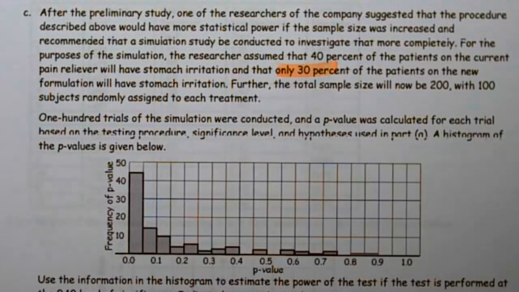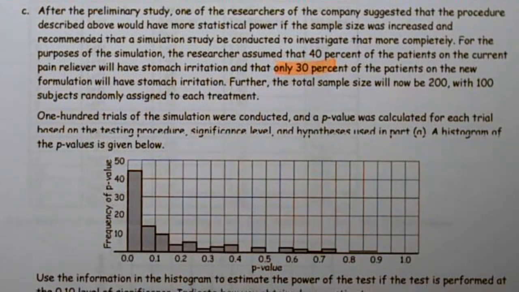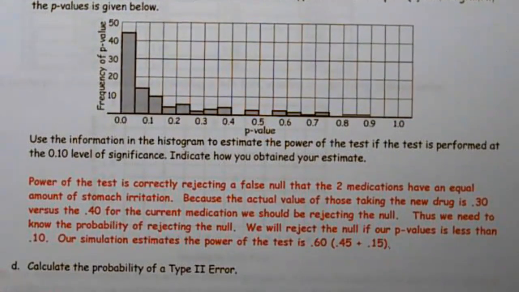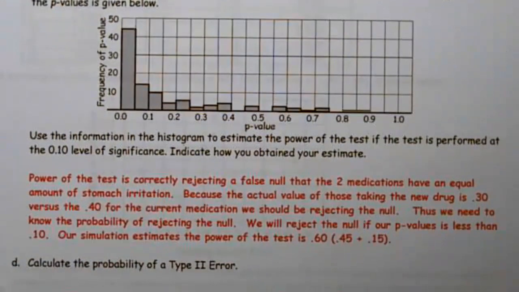Based on the testing procedure, significance levels, and hypothesis tests in part A, a histogram of the p-values is given below. So in other words, they use this exact same test that we ran on the previous page, but they did this using simulations and said, if in fact the proportion is 30% with the new medication and 40% with the current medication, how often is that going to have a p-value, what's the p-value going to be for that?